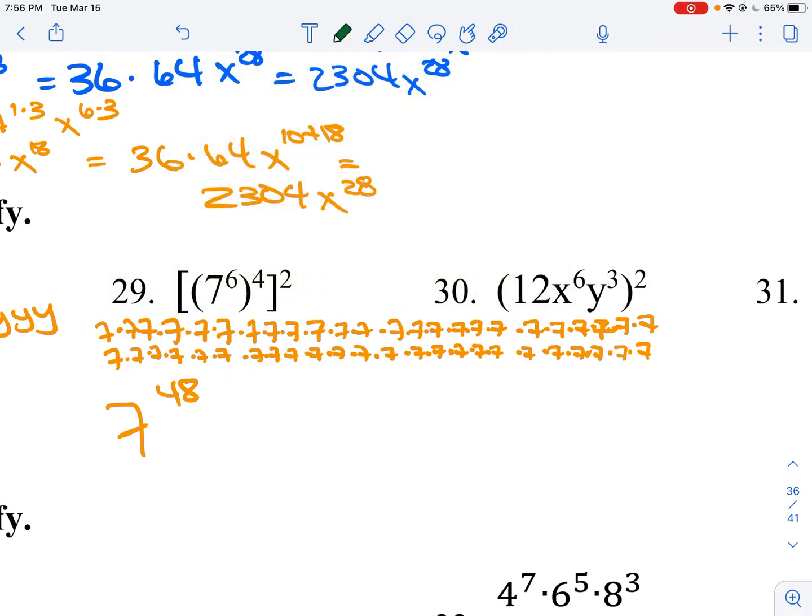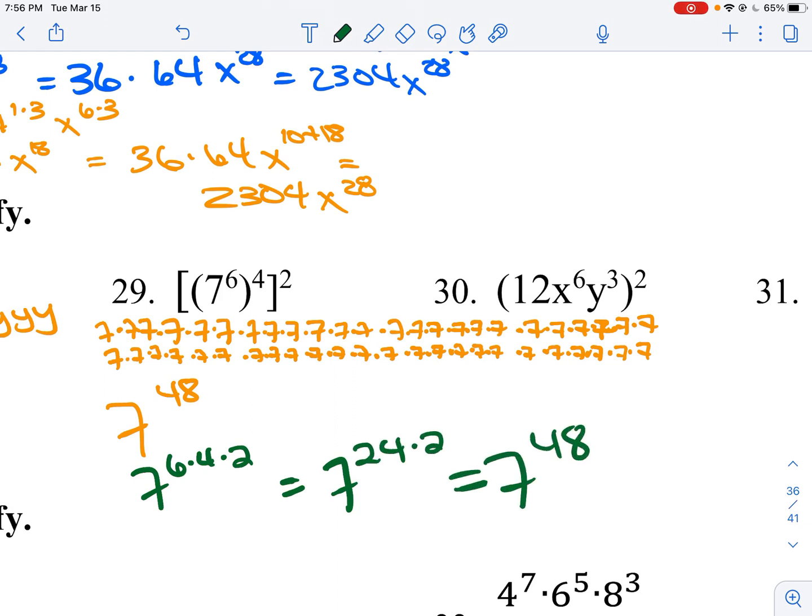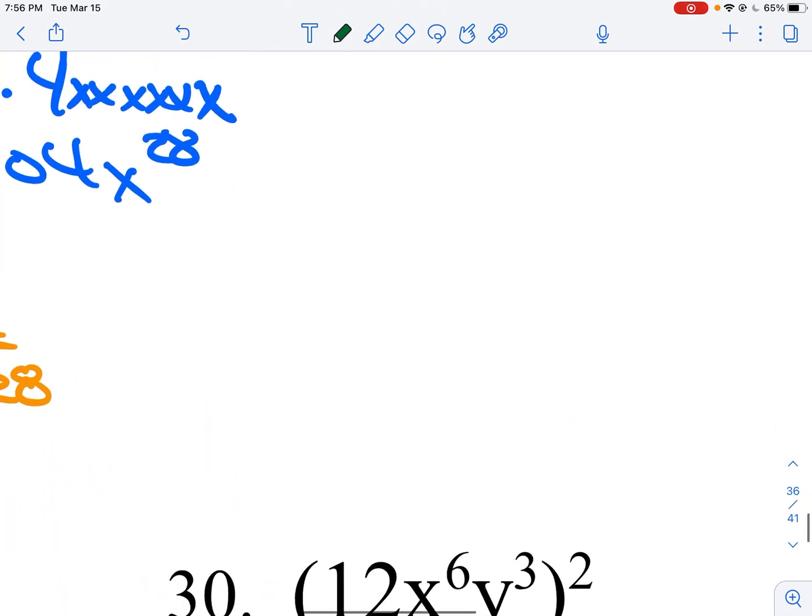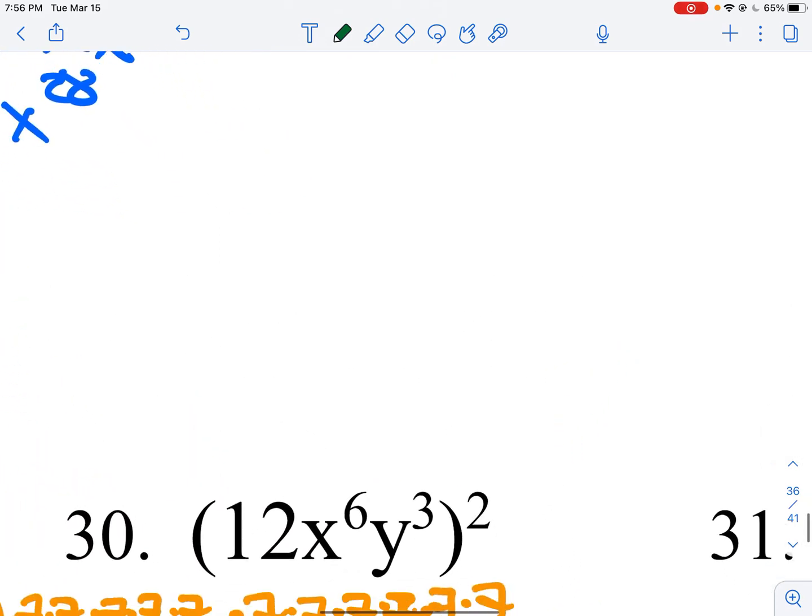So then, to show the property, I would take this times this times this. That would get 7 to the 24 times 2, which is 7 to the 48th power. Now this one, I'm going to write above it.